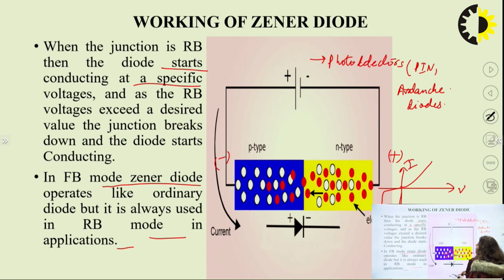So whenever the light falls on the photodetectors, the electron hole pairs get generated, and these will give you the electrical current in the circuit. So this is the working of the Zener diode.